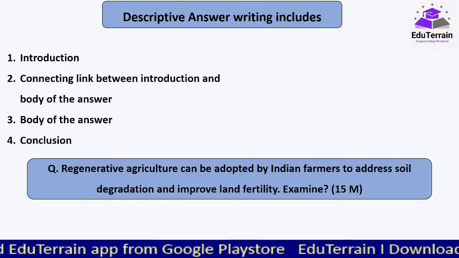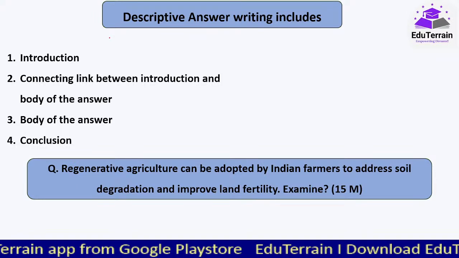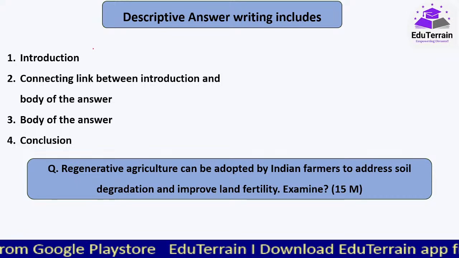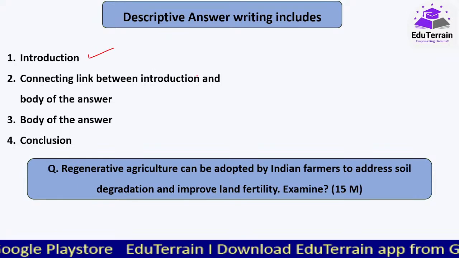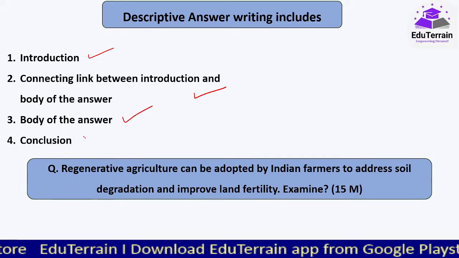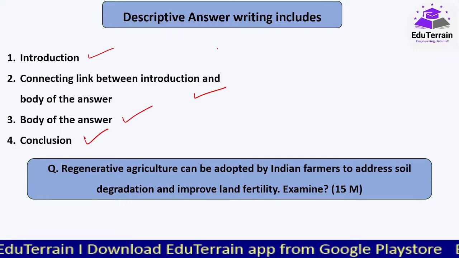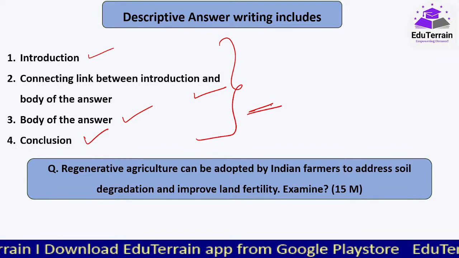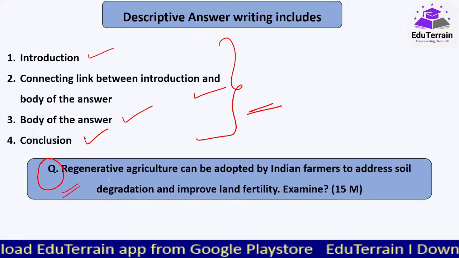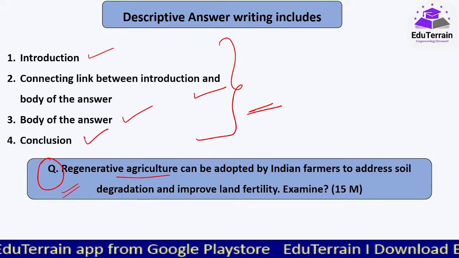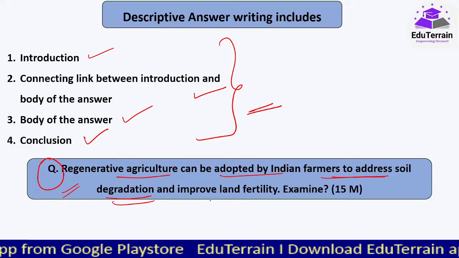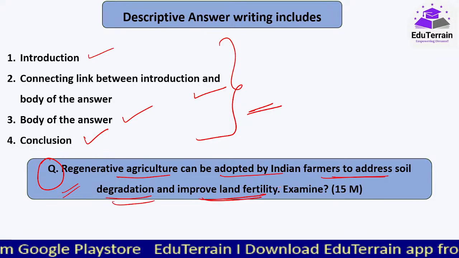Now, day before yesterday to be precise, I said that when you talk about descriptive answer writing, that includes your introduction, the connection link between the introduction and the body of the answer itself, and the conclusion. So keeping this in mind, now we'll write an answer for this question. What is the question? Regenerative agriculture can be adopted by Indian farmers to address soil degradation and improve land fertility.